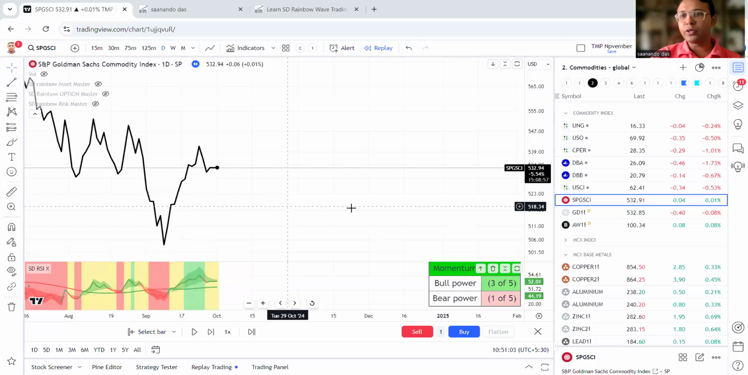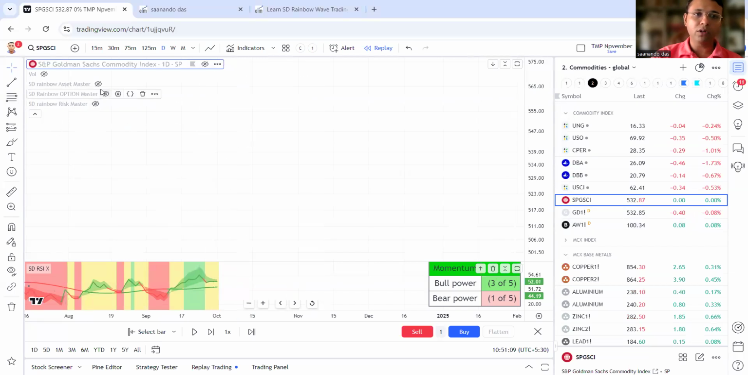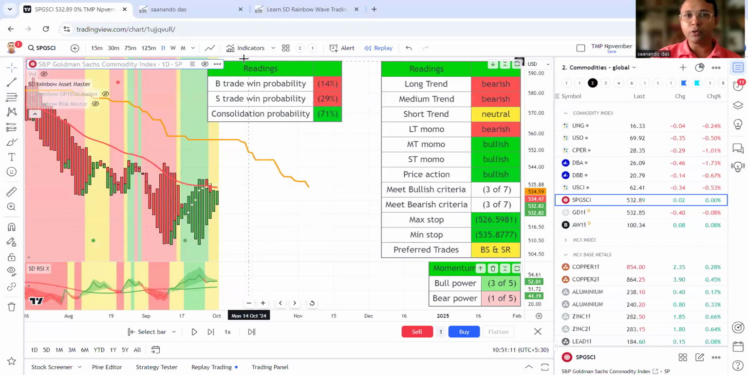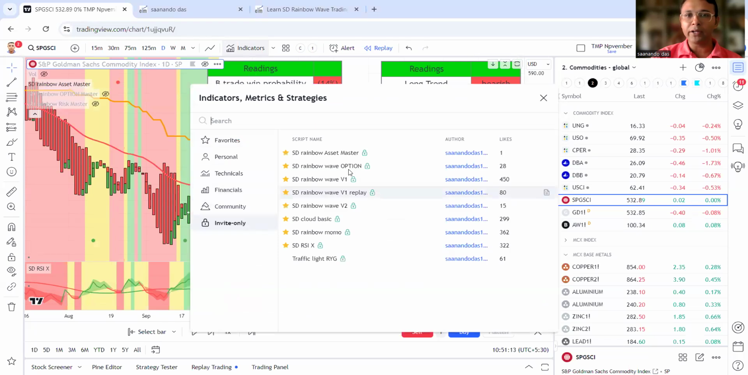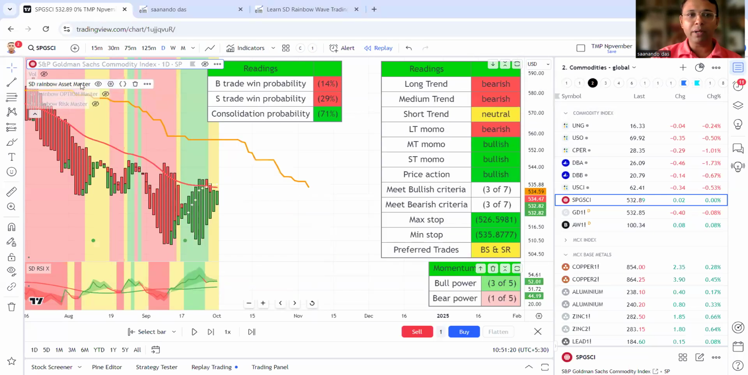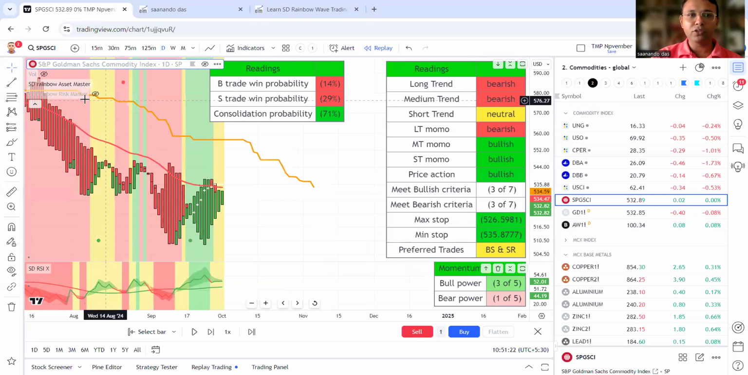In this video, I'm going to take a look at the commodity market via my fountain of gold setup. I'm going to apply indicators, invite only: SD Rainbow Wave version 1 and SD RSI X version 1, which I'll apply as asset master. So with asset master, first I'm going to take a look at the overall S&P GSCI.